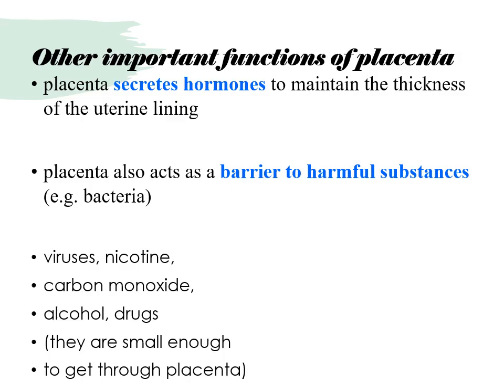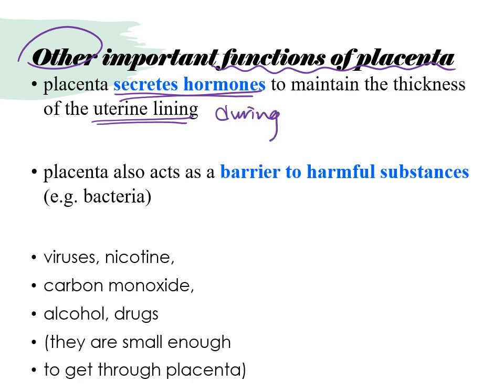For the other function of placenta, it can also secrete female sex hormone to maintain the thickness of uterine lining during pregnancy. To make sure the lining is strong and the placenta is stuck on the uterine lining very safely.